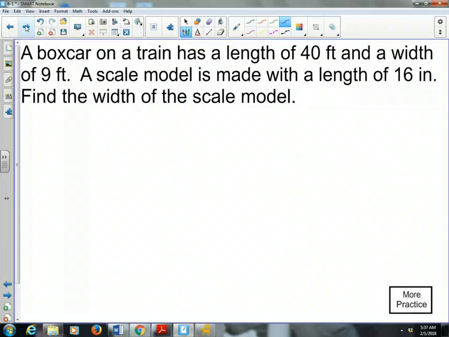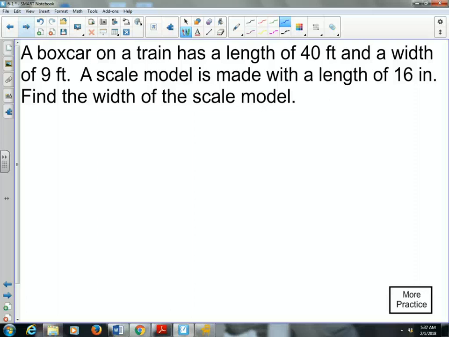A boxcar on a train has a length of 40 feet and a width of 9 feet. A scale model is made with a length of 16 inches. Find the width of the scale model. The first thing we're going to want to do here, class, is when we set up a proportion, we want the same units. So if we want the same units, let's maybe get everything into inches, and then we're going to set up a proportion.